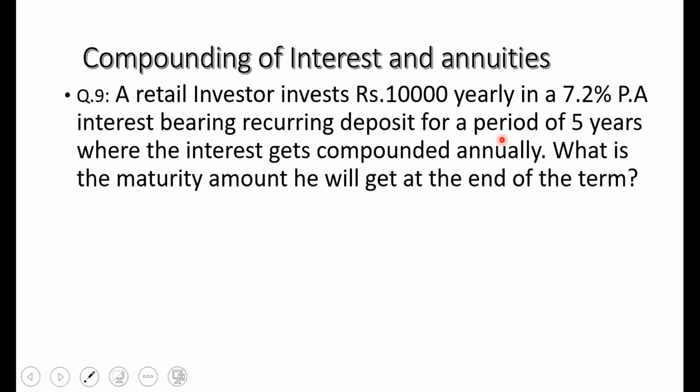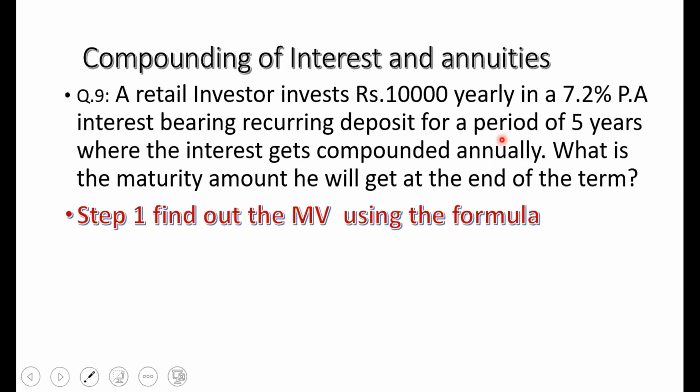Normally for RD they will tell annually, but it is really calculated quarterly. For exam purposes they will tell annually, because if it is quarterly your calculation will jump again. Annually, what is the maturity amount you will get at the end?